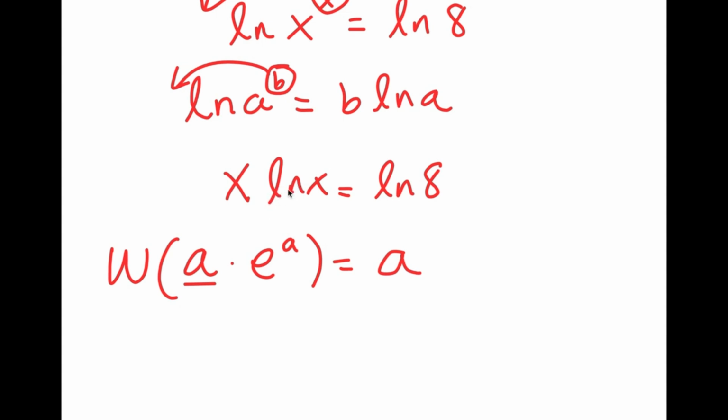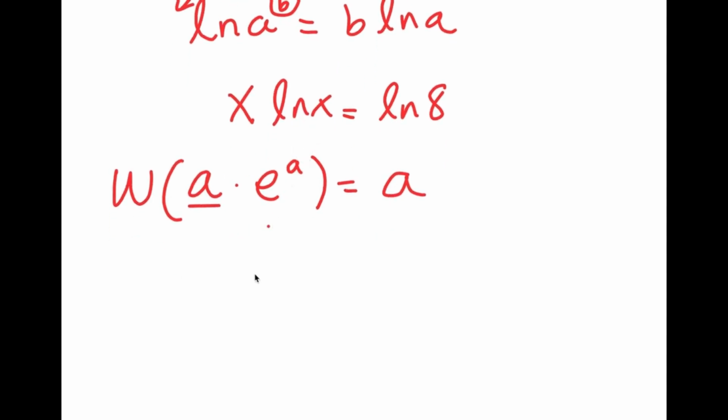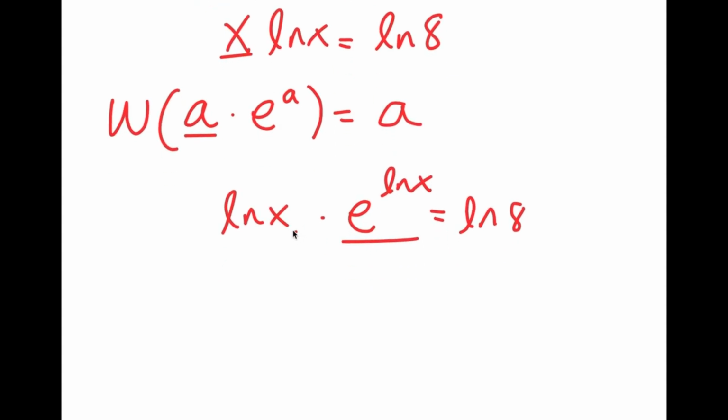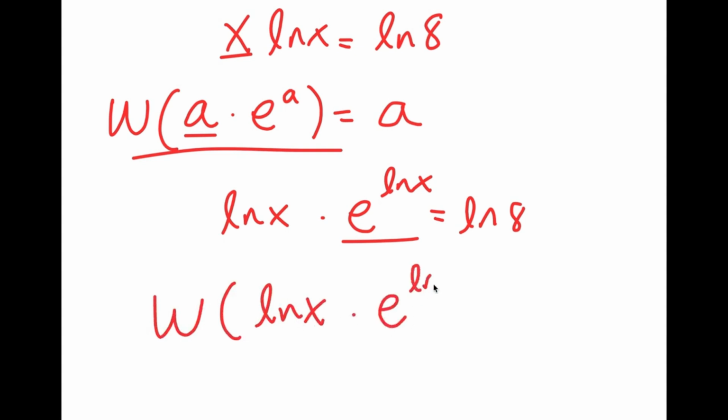In this case, I'm going to rewrite this as ln x times e to the power of ln x is equal to ln 8, because x is the same thing as e to the power of ln x. So now I can use this formula. I'm going to take the W on both sides. So I have W of ln x times e to the power of ln x is equal to, what I have to do on one side, I have to do on the other side, W of ln 8.